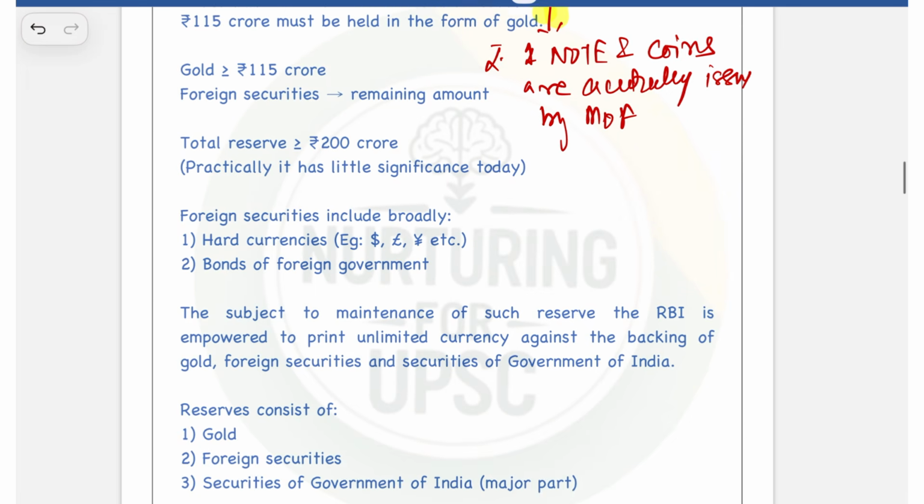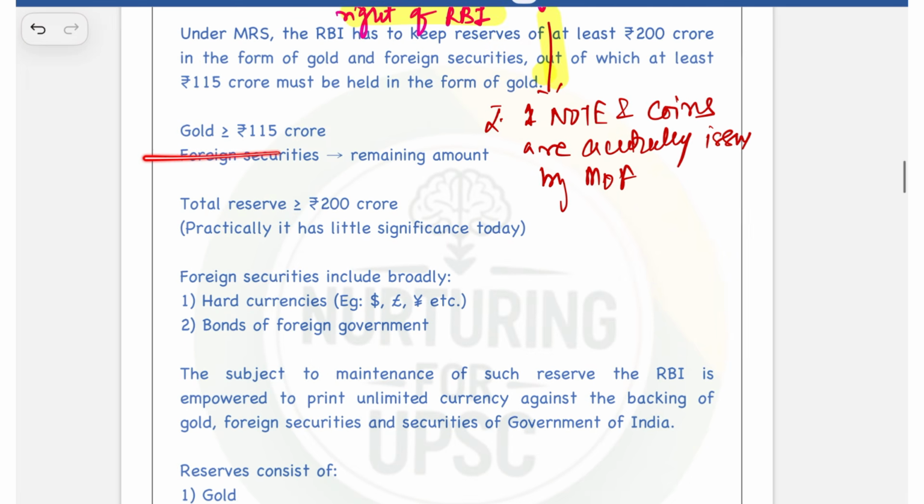But you need to know a bit of thing is that gold is 115 crore, and foreign securities are less, 85 crore rupees, and then there are close to 200 crore rupees of it.